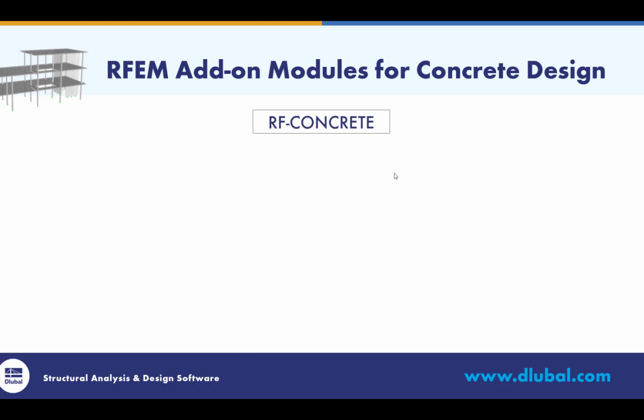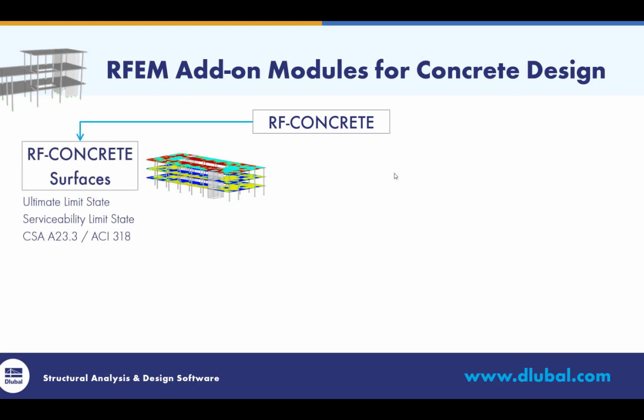Now, in particular, today we'll be talking about the RF Concrete add-on modules, which consist of two main modules. The first being RF Concrete Surfaces. This provides an ultimate and serviceability limit state design for any 2D surface. This includes walls or slabs according to the CSA A23.3. We also have the ACI 318, of course, and then many other international standards.